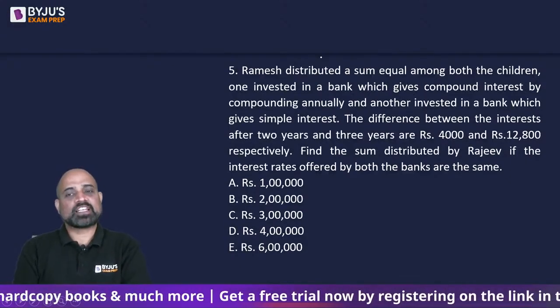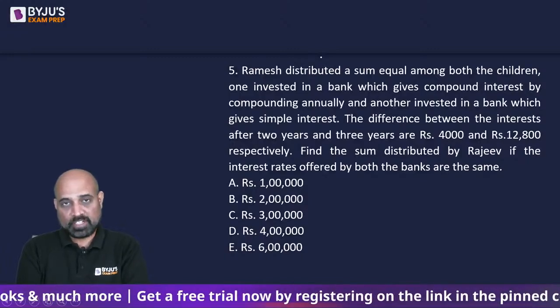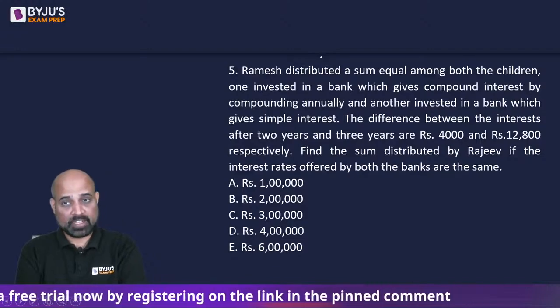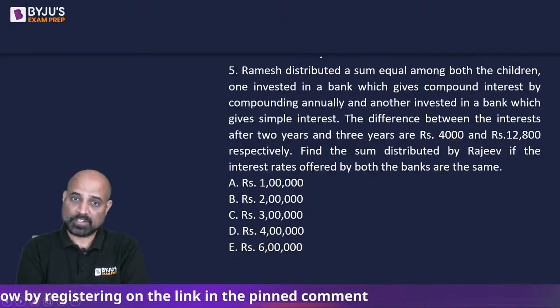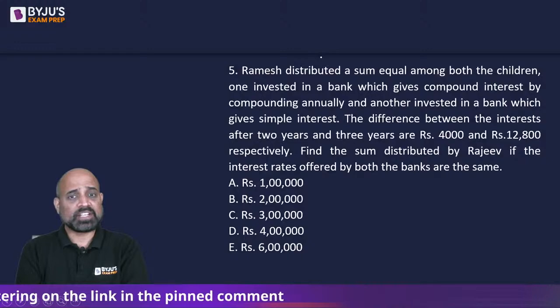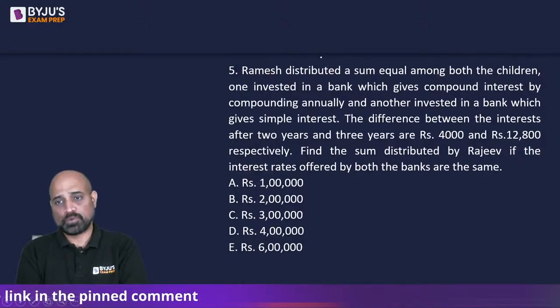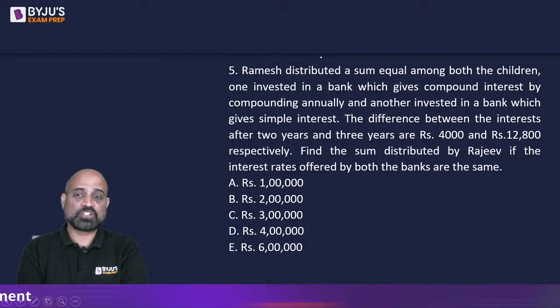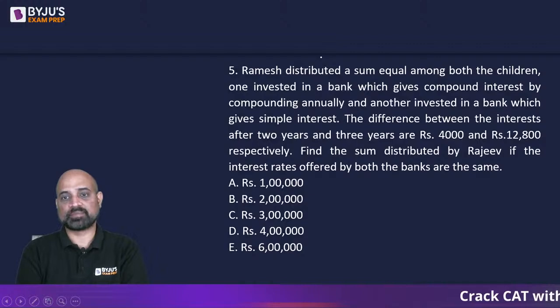Ramesh distributed a sum equally among both the children. One invested in a bank which gives compound interest by compounding annually, and another invested in a bank which gives simple interest. The difference between the interest after 2 years and 3 years are 4,000 and rupees 12,800 respectively. Find the sum distributed by Rajiv when the interest rate offered by both the banks are the same.